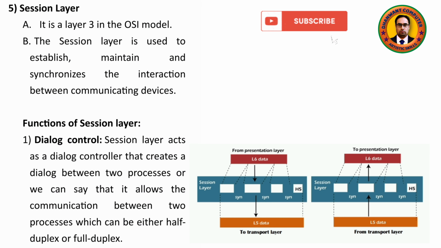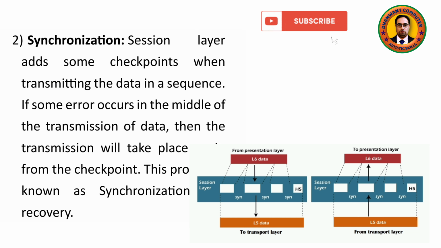5. Session layer. It is a layer 5 in the OSI model. The session layer is used to establish, maintain, and synchronize the interaction between communicating devices. Functions of session layer. 1. Dialogue control. Session layer acts as a dialogue controller that creates a dialogue between two processes, or we can say that it allows the communication between two processes, which can be either half duplex or full duplex.